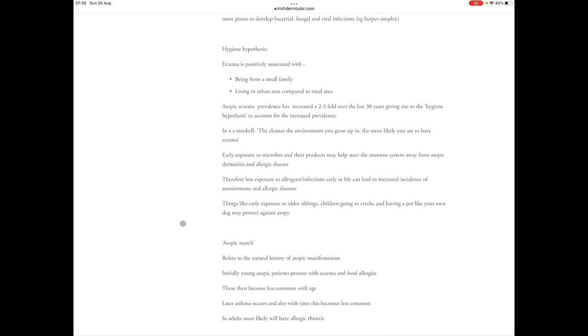There's something called the hygiene hypothesis with eczema. Essentially, eczema prevalence has increased by about 2 to 3 times over the last 30 years, and this has given rise to the hygiene hypothesis. In a nutshell, this suggests that the cleaner the environment you grow up in, the more likely you are to have eczema. Early exposure to microbes and products of microbes may help steer the immune system away from atopic dermatitis and other allergic diseases.